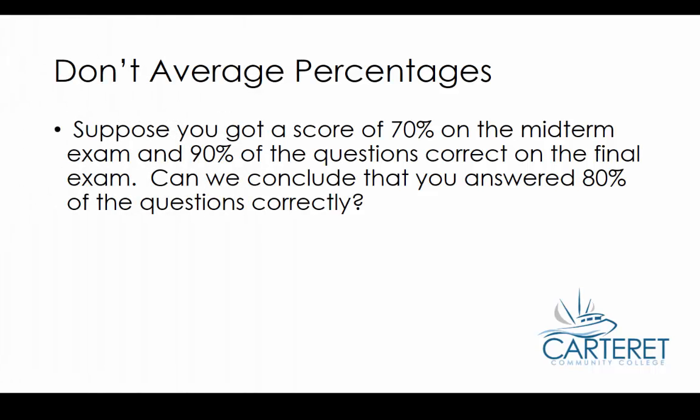As a general rule, we should never average percentages. Take a look at the following example. Suppose you got a score of 70% on the midterm exam and 90% of the questions correct on the final exam. Can we conclude that you answered 80% of the questions correctly? It might be tempting to say yes, after all, 80% is the average of 70 and 90, but it would be wrong unless both exams had the same number of questions.